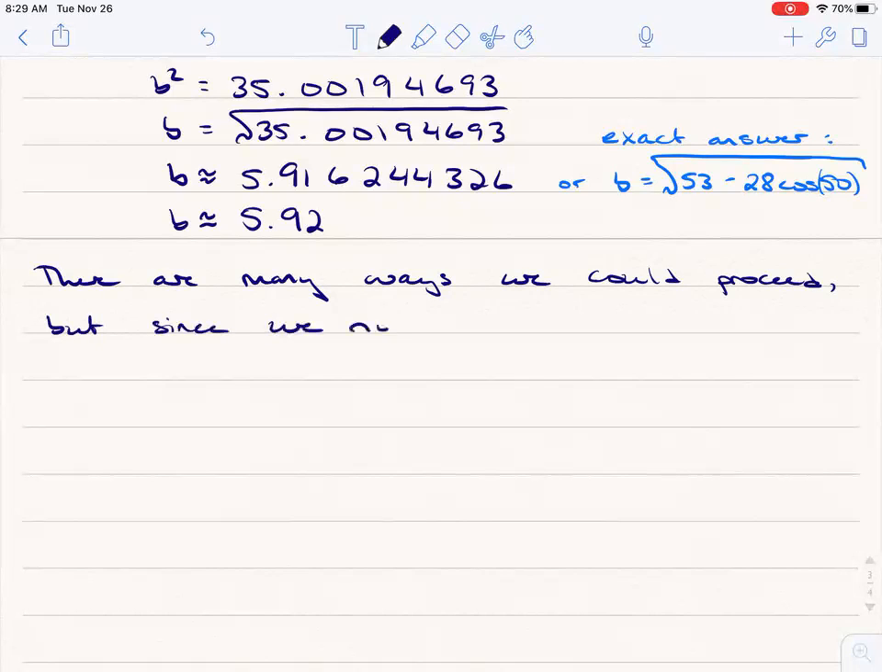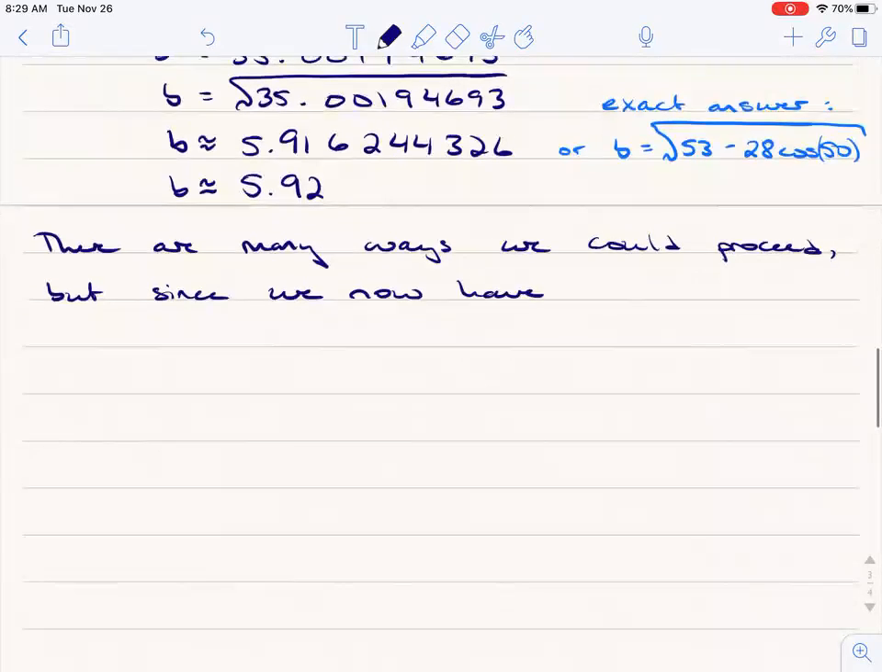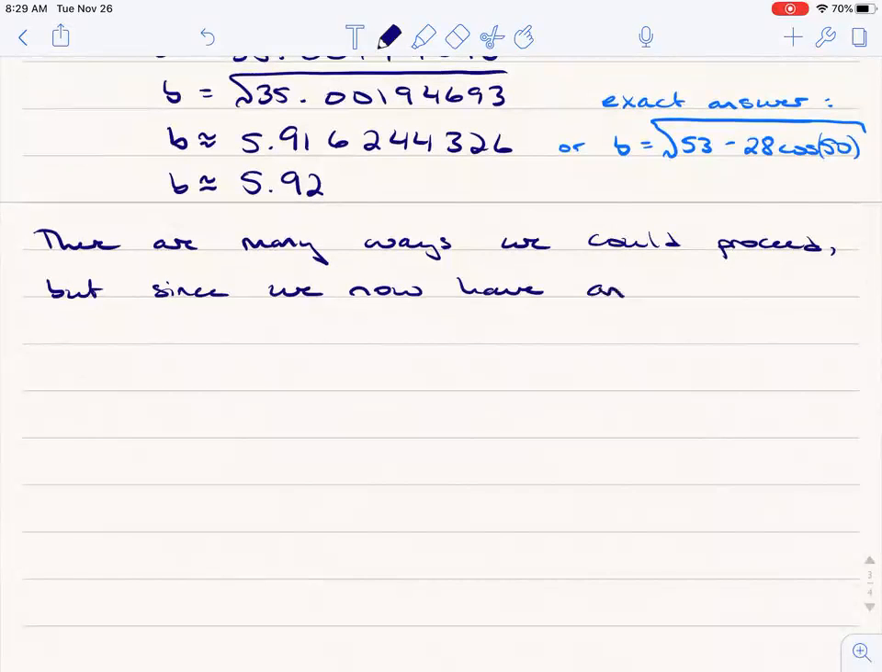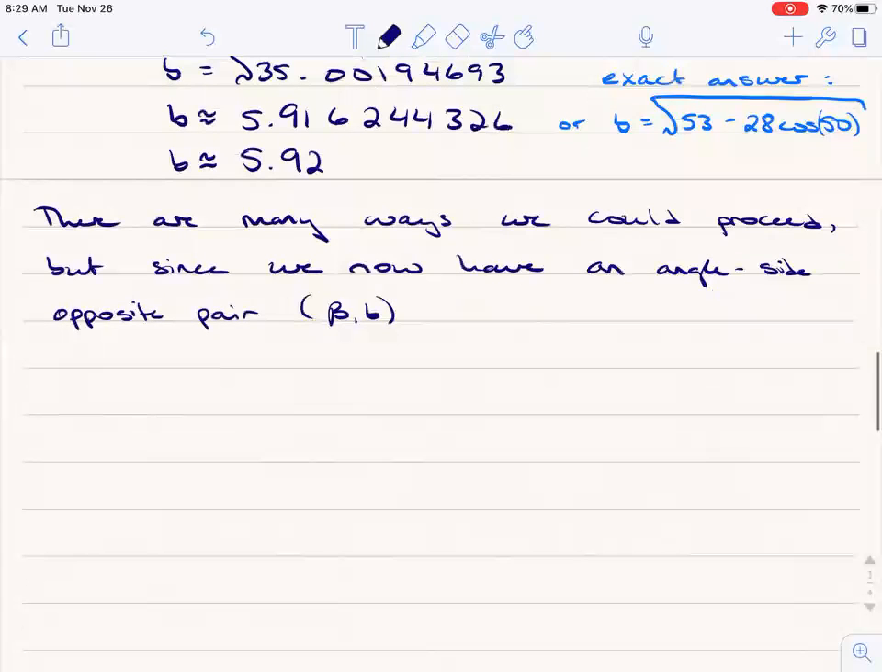But since we now have an angle side opposite pair, beta B, we can apply the law of sines.